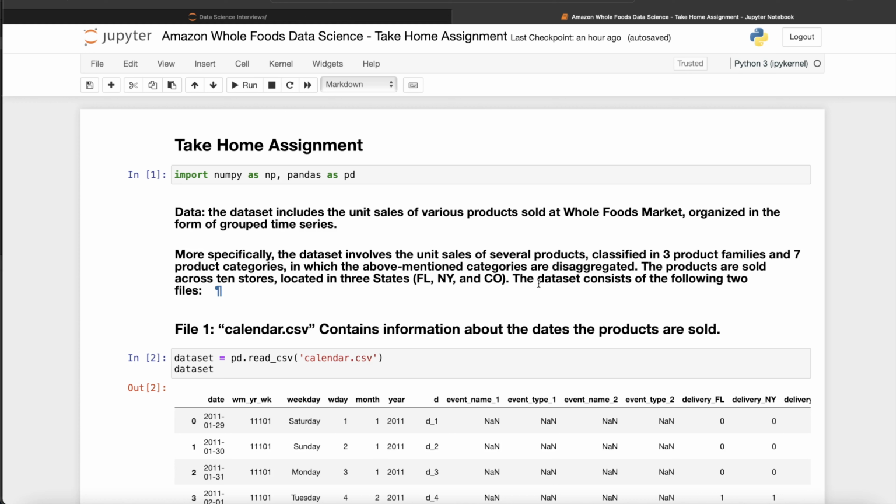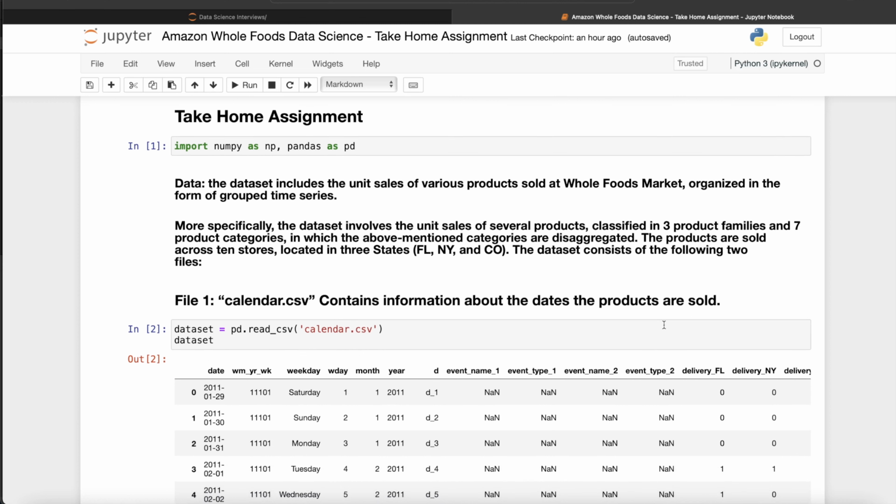As mentioned earlier, there were two files. The first one was calendar.csv, which had information about the dates the different products were sold. I've just imported NumPy and pandas to walk you through what columns these data sets had, how many rows they had, and whether there were null values, NaN values, boolean values, categorical variables, etc.